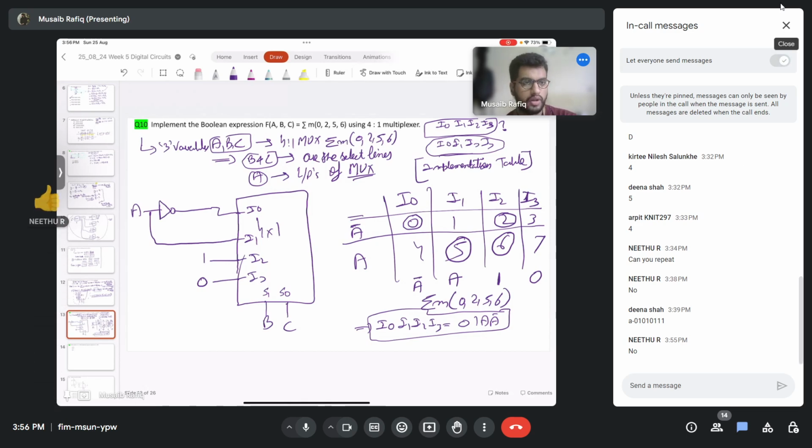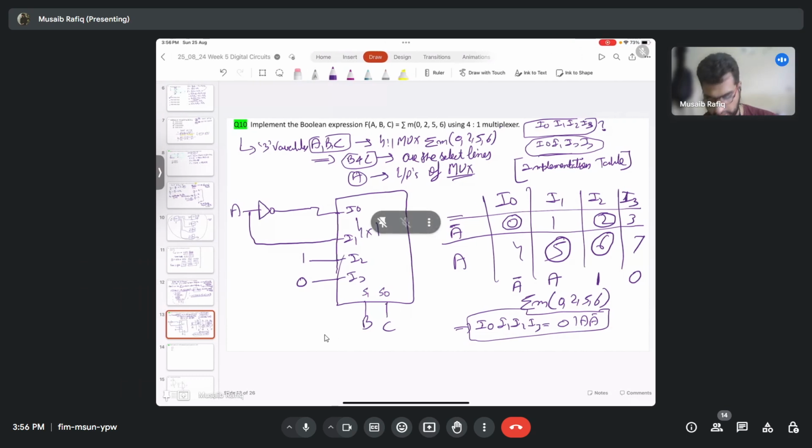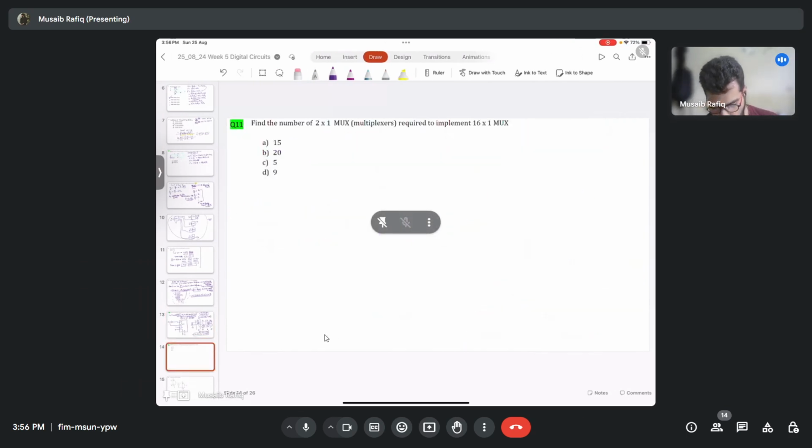Okay, thank you. Now I have another question for you guys to solve first, then I'll show the solution. So the question asks us to find the number of mux required to implement 16 is to 1 mux. Basically, how many 2 is to 1 mux are required to implement 16 is to 1 mux? So do it.